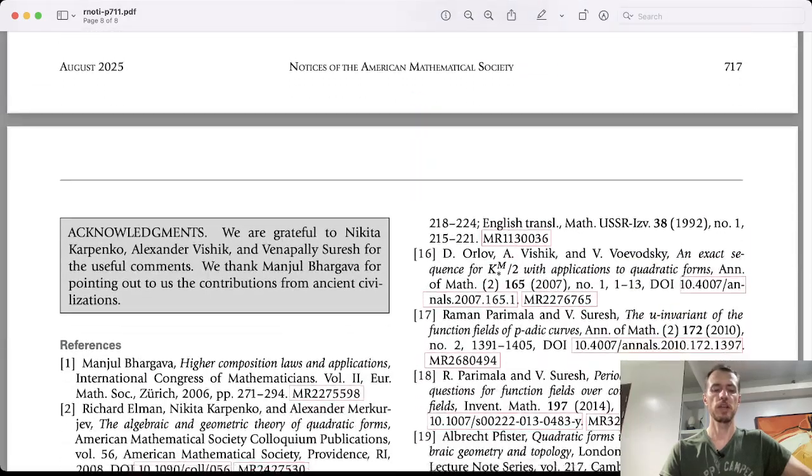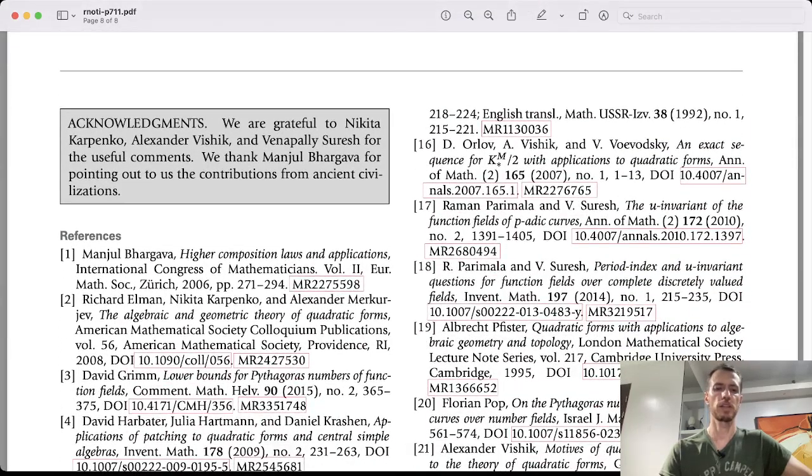And that's the end. Acknowledgements. We're grateful to Nikita Karpenko, Alexander Vishik, and Venapally Suresh for the useful comments. We thank Manjul Bhargava for pointing out to us the contributions from ancient civilizations.